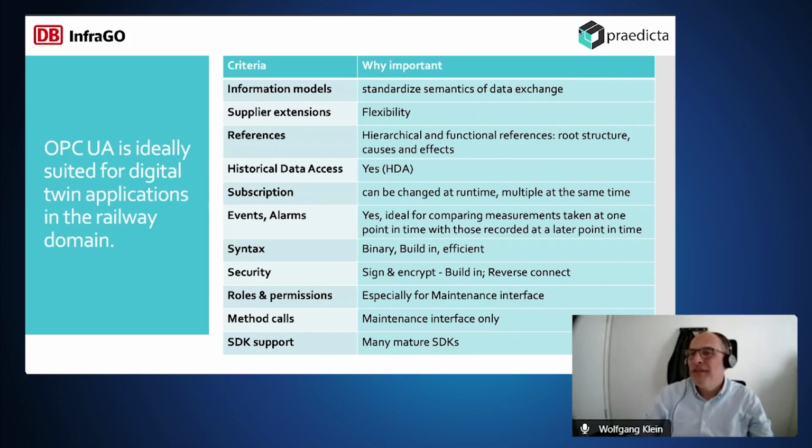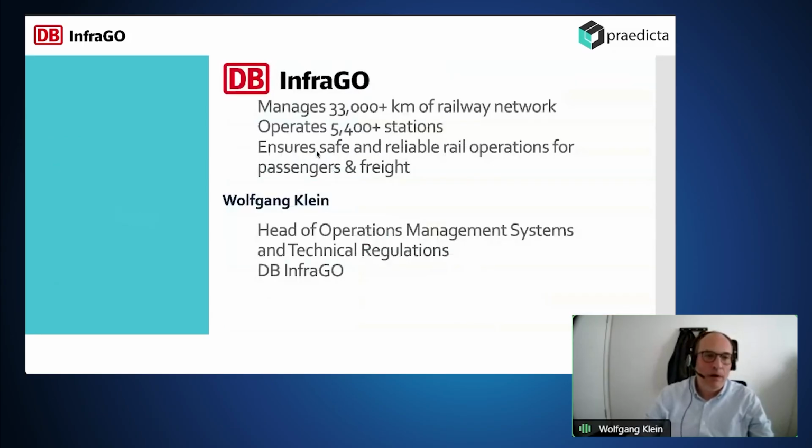Hello, thank you, Karl. My name is Wolfgang Klein. I'm from DB InfraGO, the infrastructure part of the German railway, and I'm responsible with my department for the diagnostic and operation systems for the interlocking. And ten years ago, we started, also with Karl, with a diagnostic of our point machines.